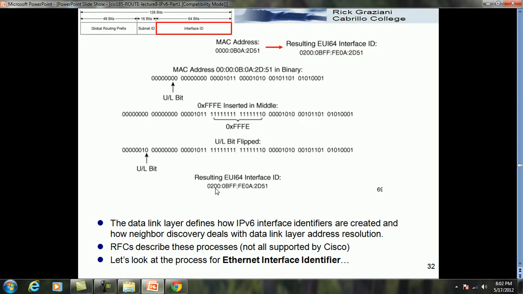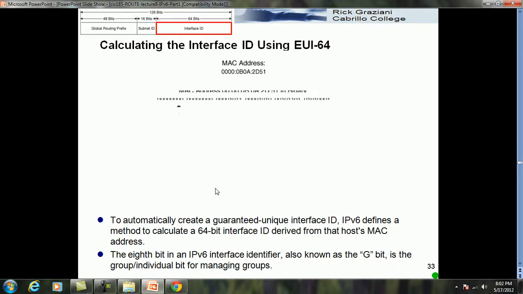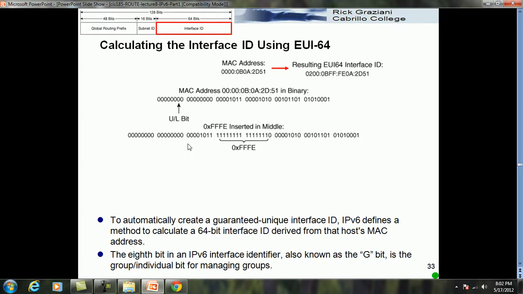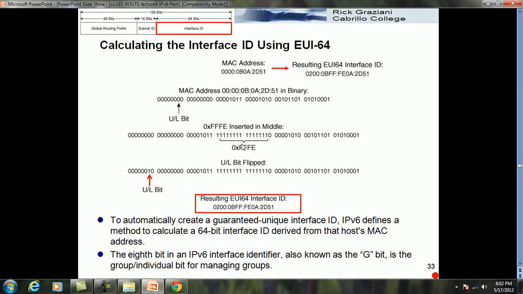Okay. So let's look at the process. See here, calculating the MAC address in binary. I have written this MAC address in binary. Yes, the 7th bit is known as the UL bit. We'll see that the 8th bit of an IPv6 identifier, also known as the G bit, is the group/individual bit for managing groups. The 8th bit, okay, in this. Now, we are putting this value in the middle, FFFE, correct? Now, see this UL bit, can you see here? The UL bit is flipped, meaning this 7th bit, which was 0, was flipped to 1. See this 7th bit, I flipped it to 1. It is flipped, okay? So now if you see binary wise, this is 0, this is 1, this is 2, correct?